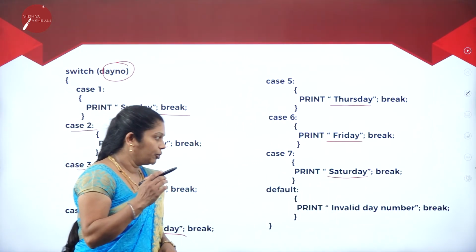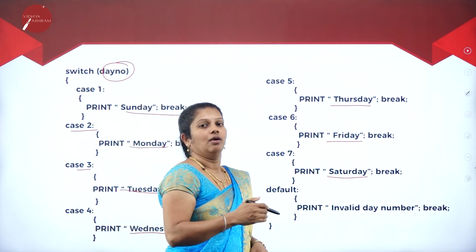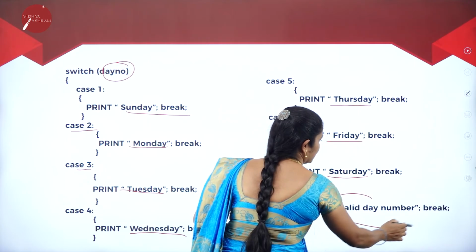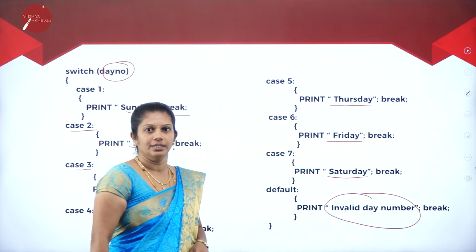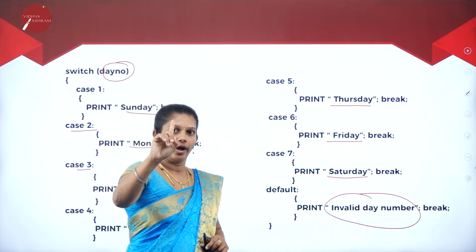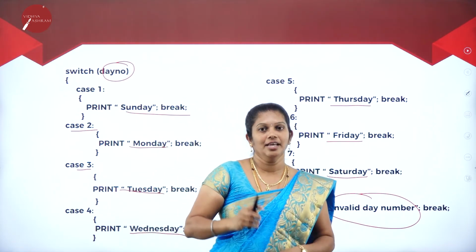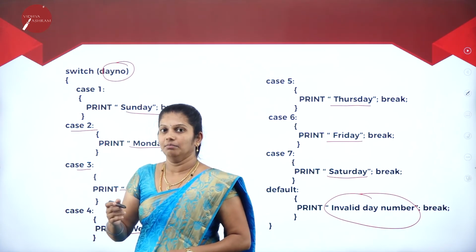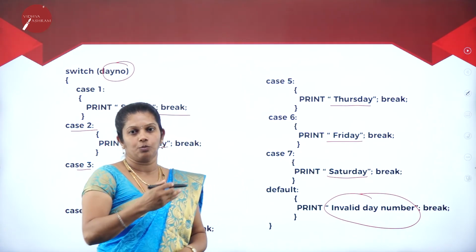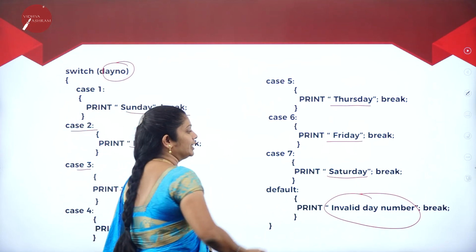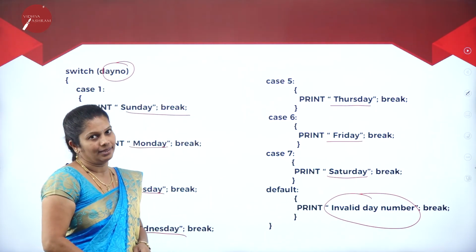If I give more than 7, whether it may be 8, 9, 10, then what does it have to display? It is an invalid number. For Sunday 1, Monday, Tuesday, Wednesday, Thursday, Friday, Saturday, the maximum is up to 7. If I give a number, then the corresponding day will display. If it is more than 7, finally it will display that it is an invalid number.